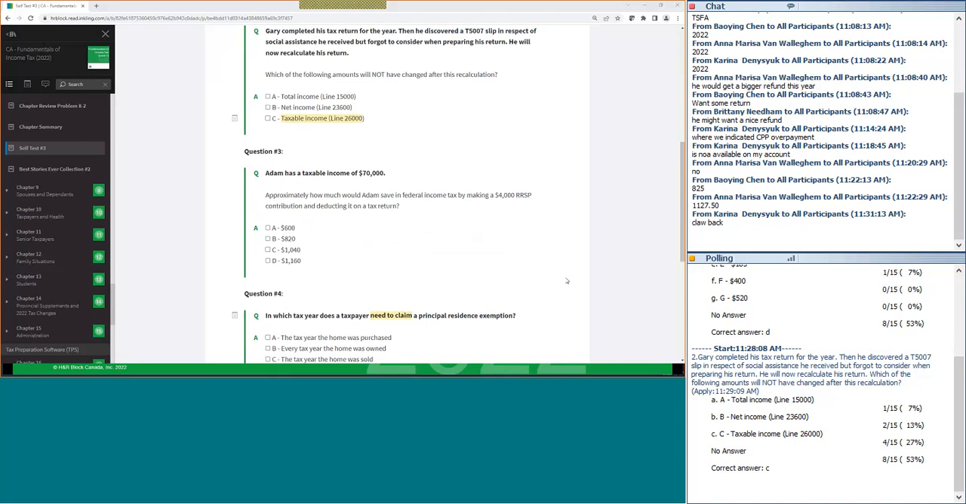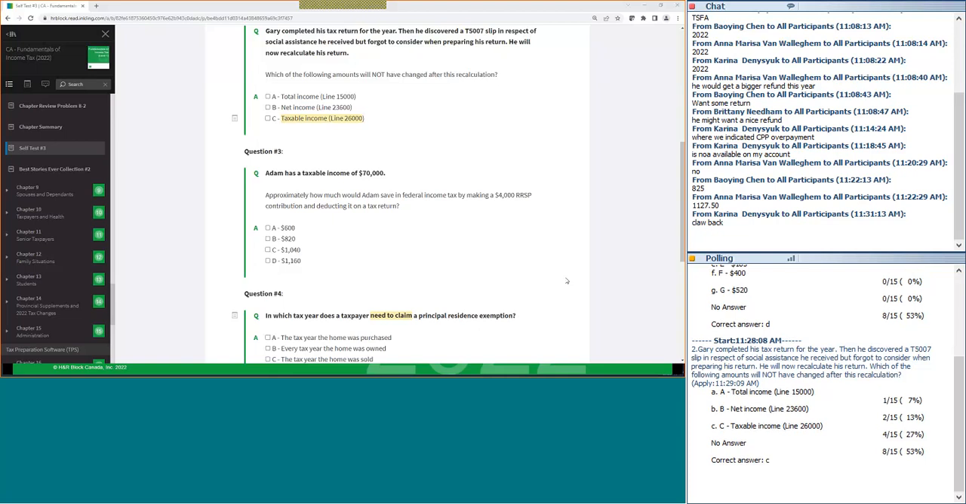Okay, let's try the next one. Adam has a taxable income of $70,000. How much would he save in federal income tax by making a $4,000 RSP contribution and deducting on his tax return? We just practiced this in Darren's case to decide what the value this year and the value next year is. It's the same idea. So you need to know his tax bracket, and let's see if you got the right answer. The options are 600, 820, 1,040, or 1160.